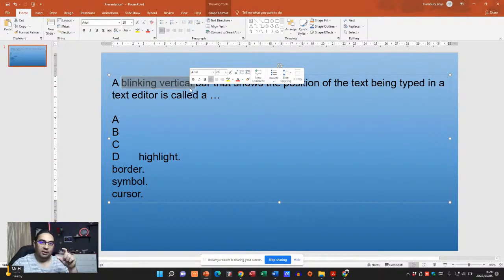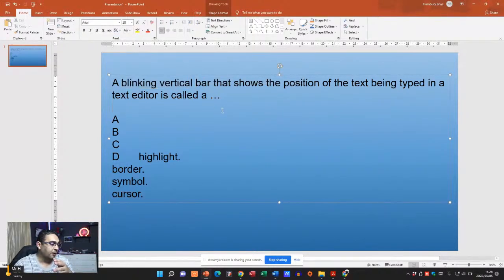Anyway, when we think of a vertical bar, it's going to be a bar that's running top to bottom, right? That is vertical. Remember, the horizon is there when you're sitting on the beach and you're checking out the waves and the lovely sunset. That's your horizon. So they're talking about a vertical bar that is blinking all the time, that shows the position of the text being typed in a text editor. Now, when they talk about a text editor, this can be Word, it can be WordPad, gee whiz, it can be anything where we are typing text, because you're going to have this blinking little symbol.